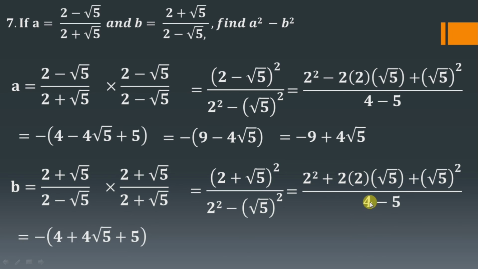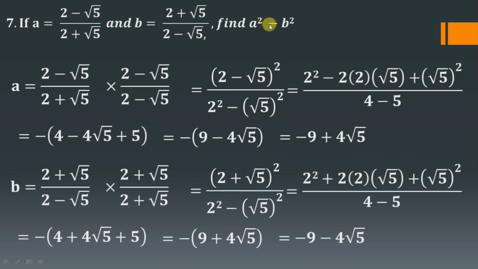So I'll get 4 minus 5, which is minus 1. The numerator is: square of 2 is 4, plus 2 2s are 4 root 5, plus the square of root 5 is 5, which is equal to 4 plus 5 is 9 plus 4 root 5. Minus into plus is minus 9, minus into plus is minus 4 root 5, so b is equal to minus 9 minus 4 root 5 and a is equal to minus 9 plus 4 root 5.